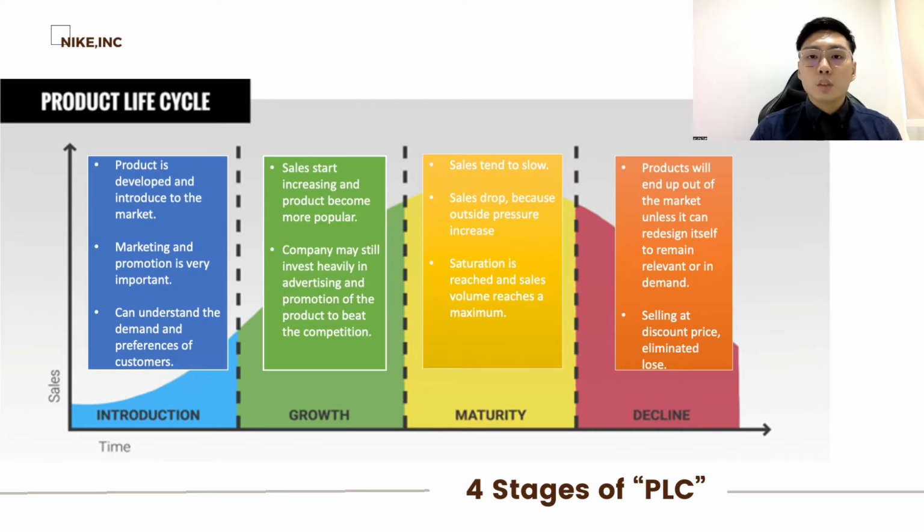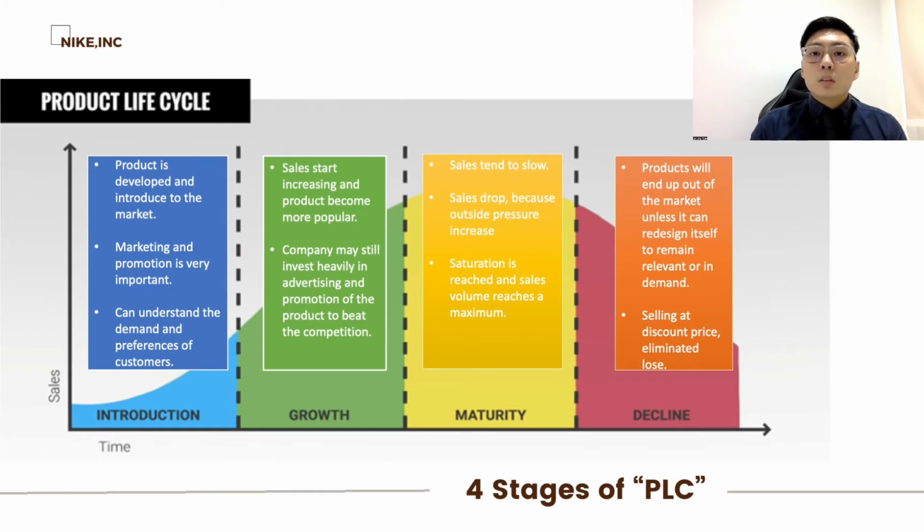Coming to the last stage, which is the declining stage. Although the company generally tries to keep its product in the maturity stage as long as possible, most products will eventually decline. Lastly, the product will end up leaving the market unless it is redesigned or modified a bit, or a new product with the same design or a slight modification of the existing product is launched in order to maintain demand. During this stage, most products are sold at a lower price or at an offer price in order to reduce the company's loss.